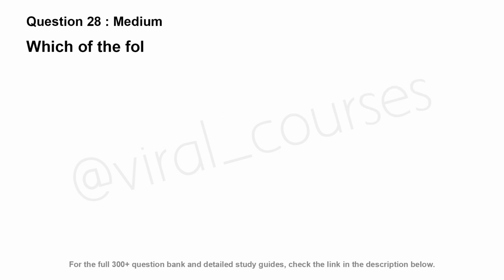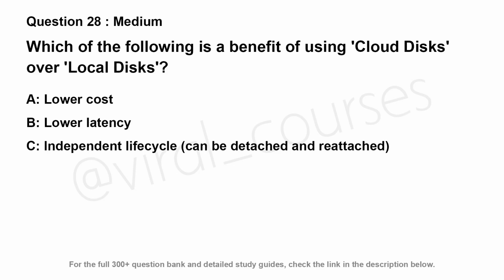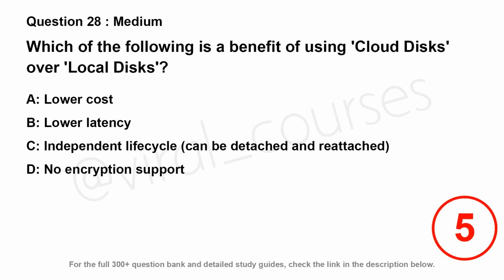Which of the following is a benefit of using cloud disks over local disks? Option A, lower cost. Option B, lower latency. Option C, independent lifecycle, can be detached and reattached. Option D, no encryption support.